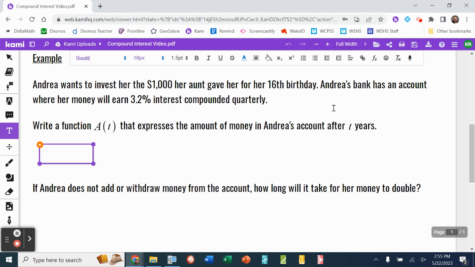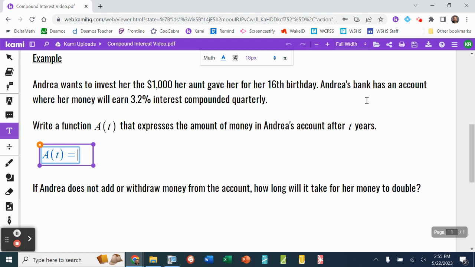All right. So we know we're going to start with A of t because it tells us to write a function A of t. And now we need to identify the principal or the starting amount. Well, Andrea received a gift of $1,000 from her aunt for her 16th birthday. So that's what she's putting into the bank. So that's going to be the principal, that starting amount P.